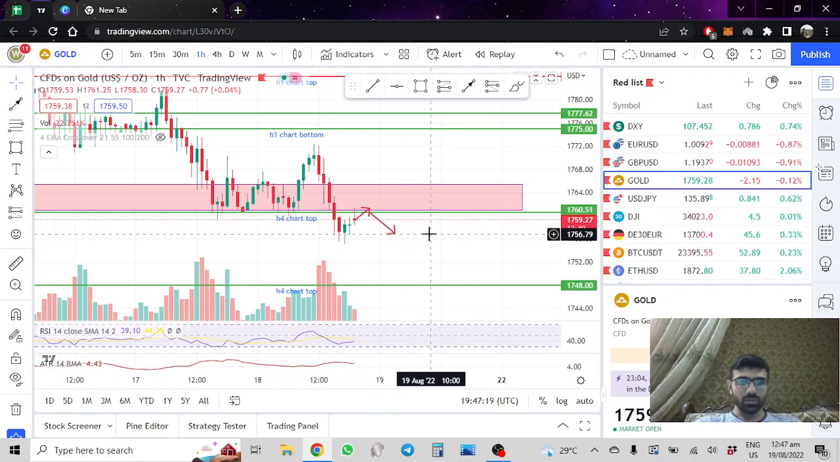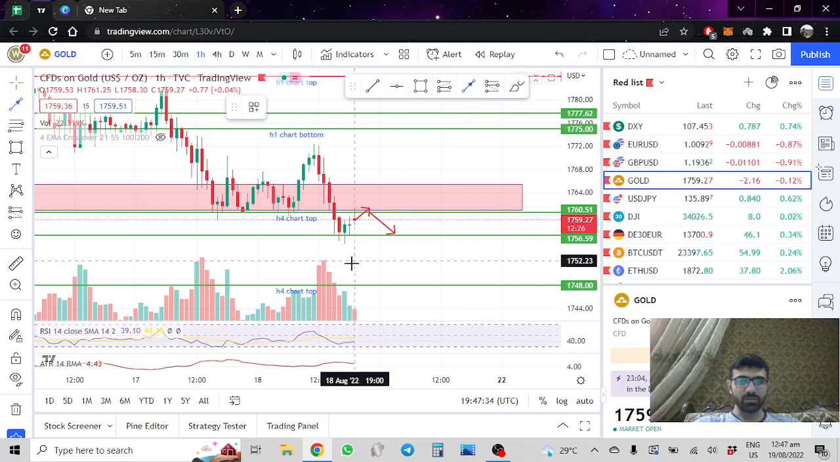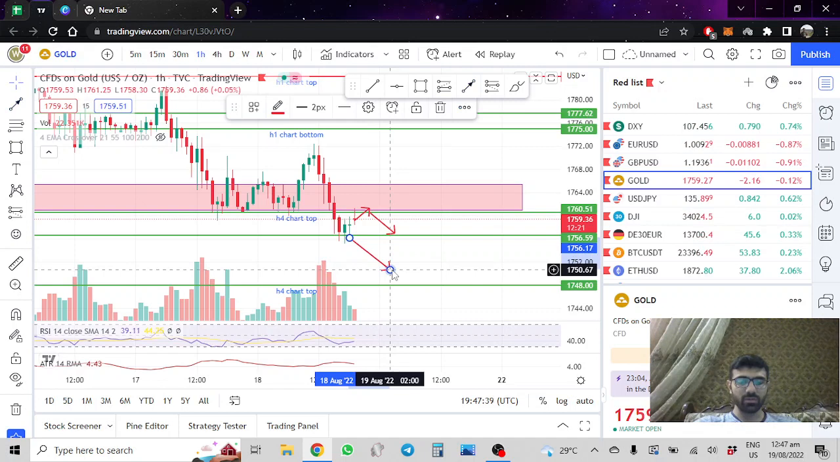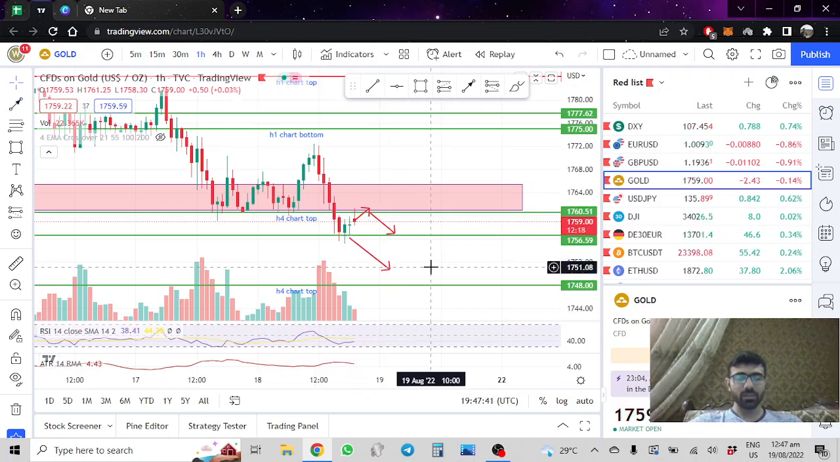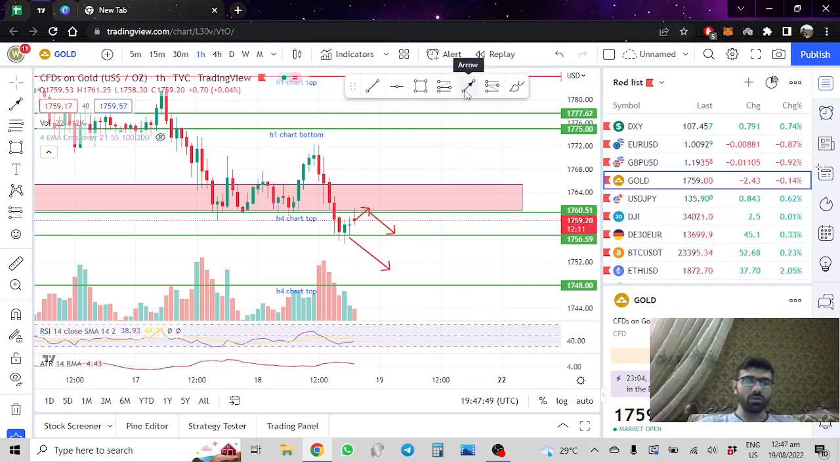Okay, so what if we have another scenario in mind, like this? What if this area is broken straight away? If you are a risky trader and this area is broken, then maybe you can go down straight away. But what if another scenario comes into play and gold decides to go long? Then you have to wait until this area is tested again.